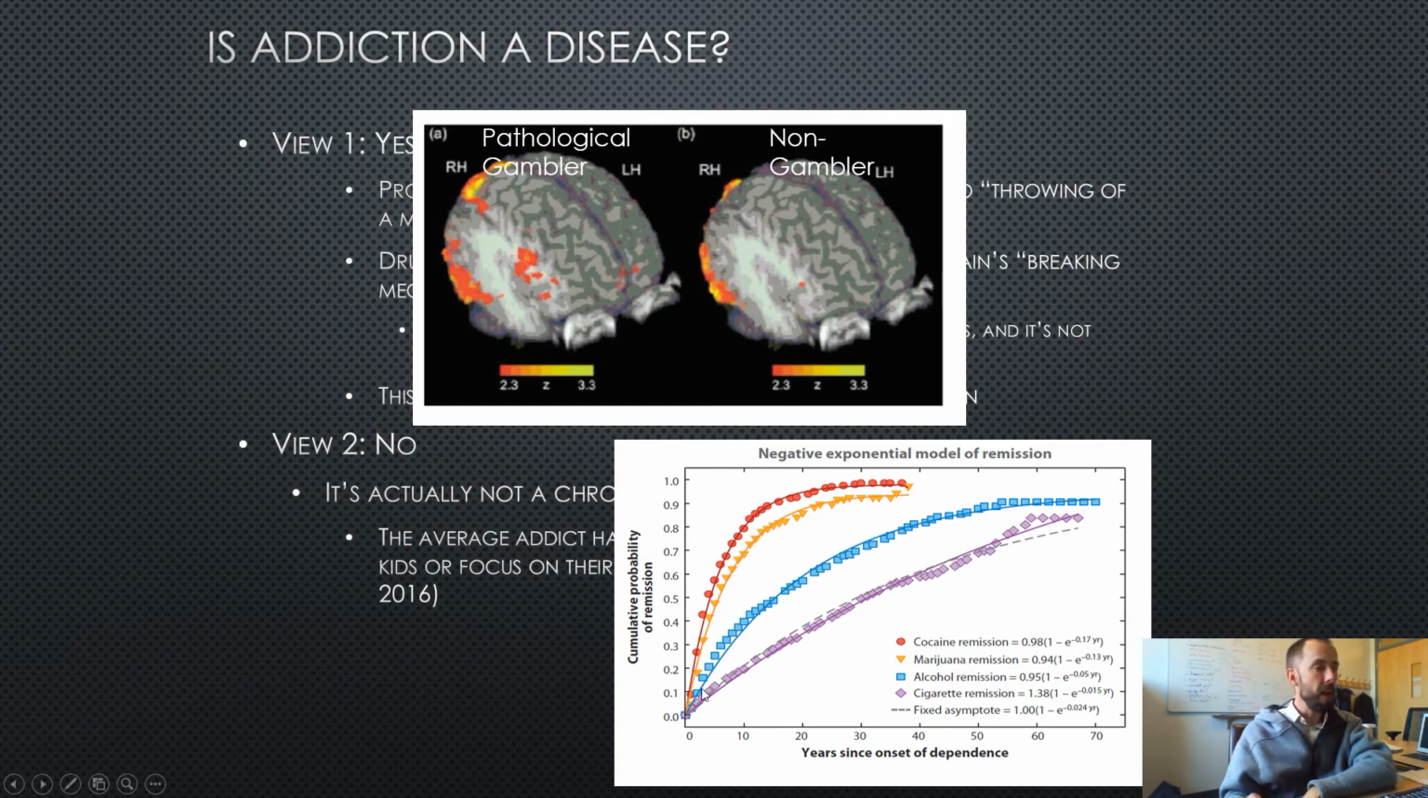But let's look at alcohol. I mean, alcohol, if you're drinking heavily or you have severe substance use disorder, let's say, 10 years later, 40% of people have remitted. 20 years later, more than 50%. 40 years later, 80% of people have remitted. And usually, this is something that has an onset when you're in your early 20s or teens.